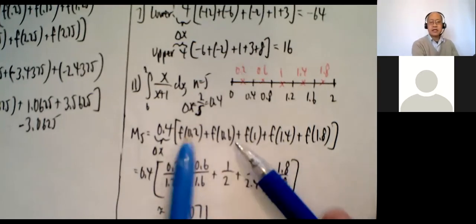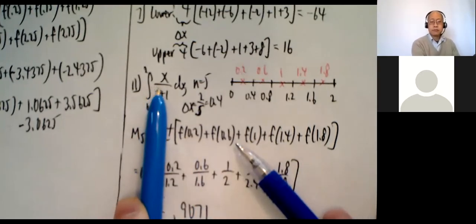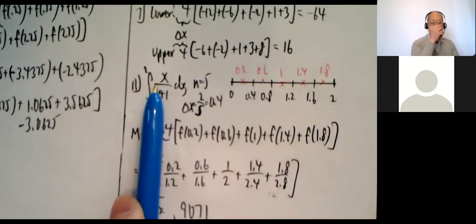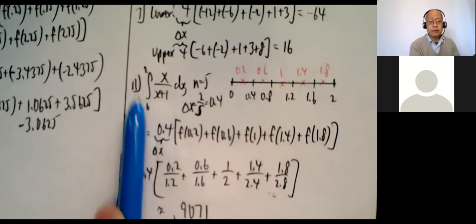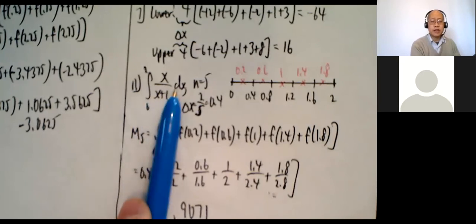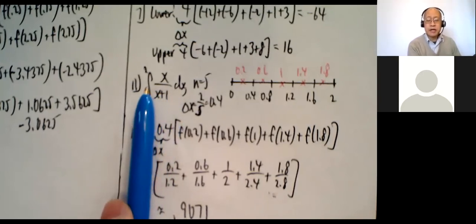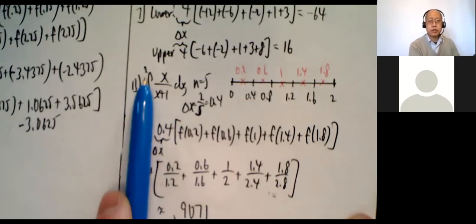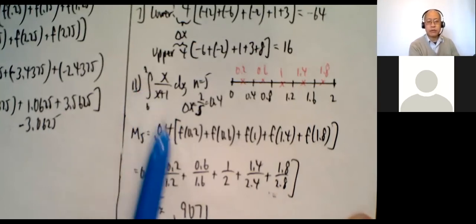Okay, so how do I find the heights? Plug into the function. This is the function whose integral we're approximating. Remember, this symbol, integral from 0 to 2 of x over x plus 1 dx, the concept is the exact value under the curve from 0 to 2. Right now, we can't get the exact value. We can only approximate.